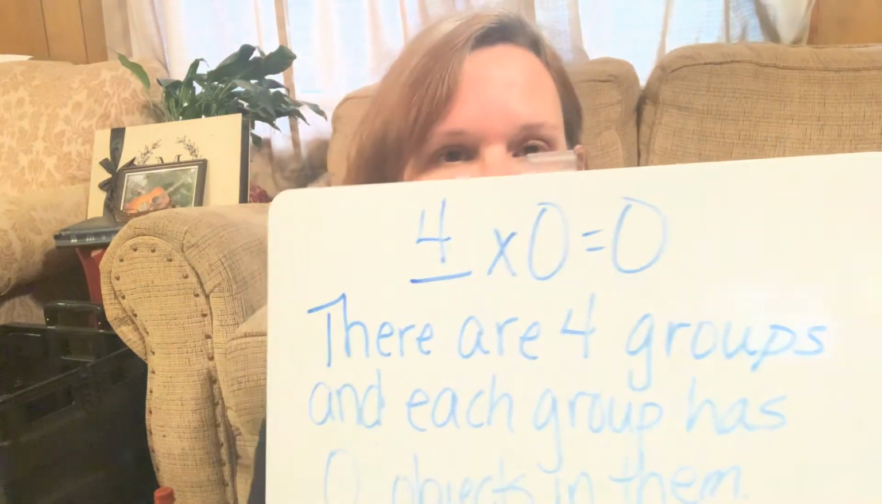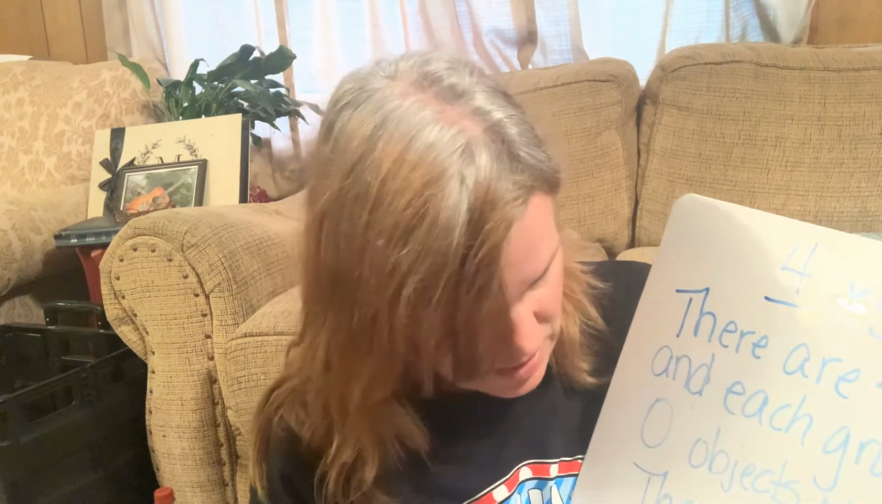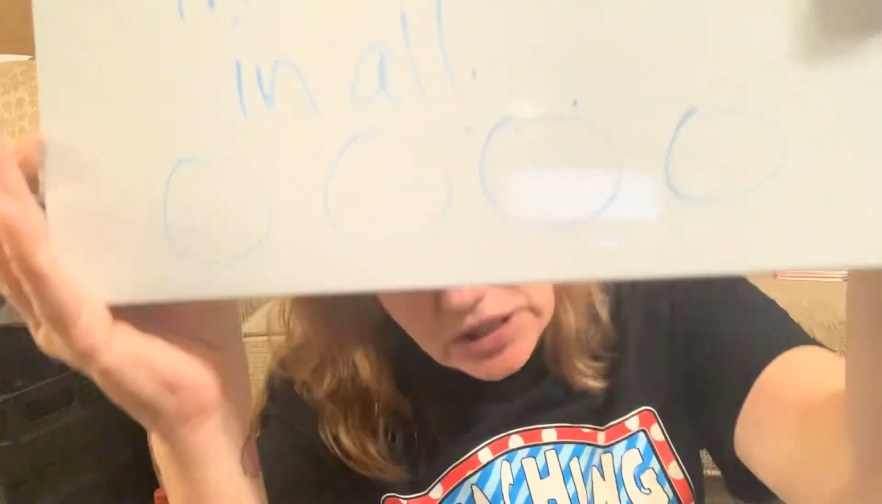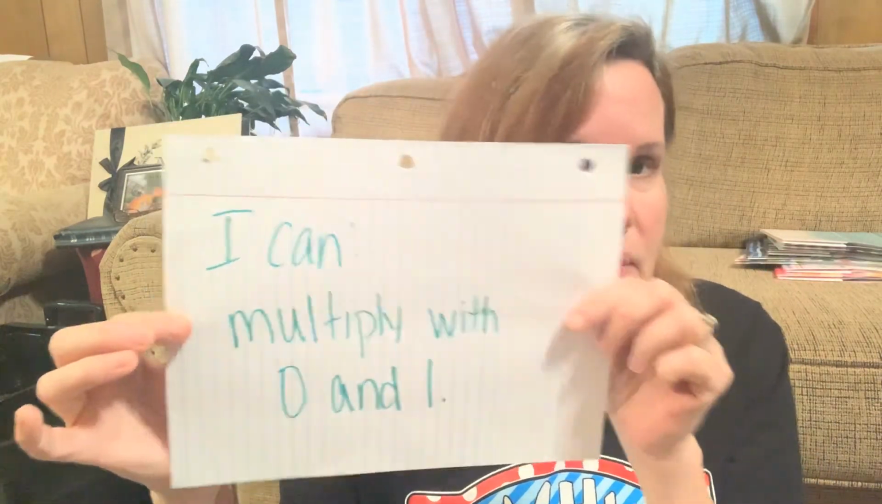So how many objects are there in all? So there are, tell me again, 0 objects in all. They were trying to trick you, but they can't. We still have 4 groups, but there's just nothing in each group. See, we have 4 groups, but there's not any in each group, right? So there's nothing there. So there's 0 objects total. All right? Great job. Great thinking there. They made you have to stop and think, didn't they? All right. So now we can multiply by 0 and 1.